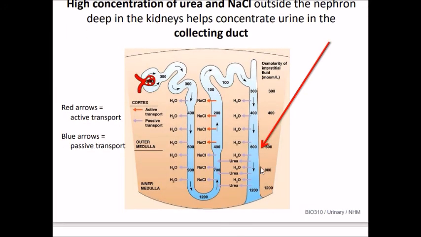And then for the collecting duct, what will happen here? High concentrations of urea and NaCl outside the nephron, deep in the kidney, help to concentrate urine in the collecting duct.